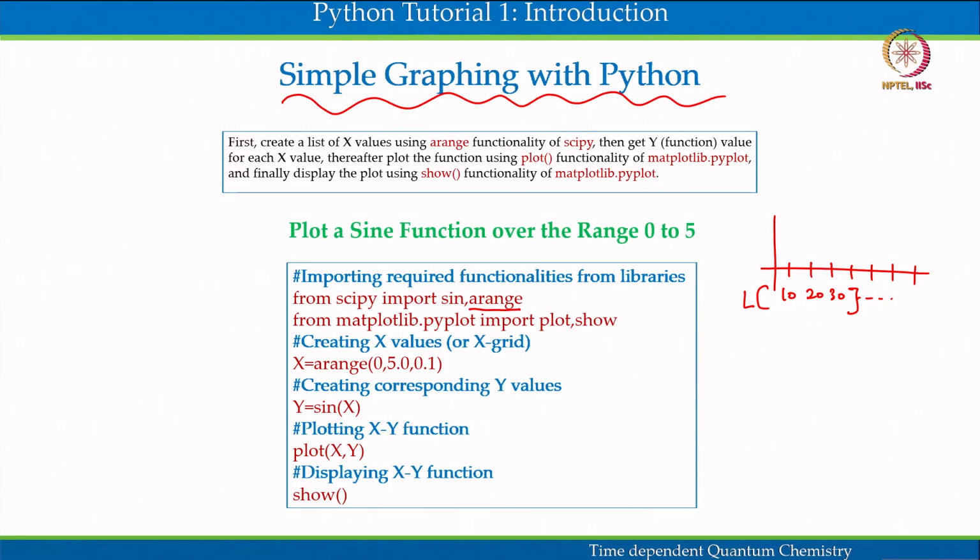So the first thing you have to do to prepare a graph is to create the list of x values using the arange functionality of SciPy. That's the first thing we have to do. We prepare the x-axis values first, and all the numbers in the x-axis should be given. Then the y function value for each x value will be prepared. Thereafter we have to plot the function using the plot functionality of matplotlib pyplot.